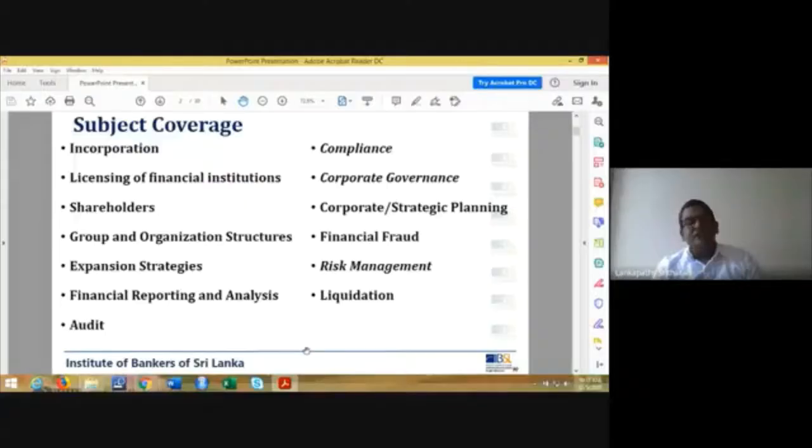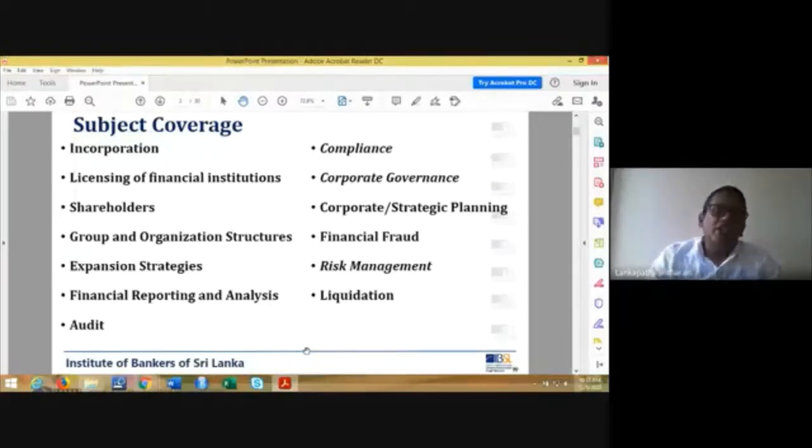Organization structure, expansion strategies, financial reporting and analysis, audit, compliance, corporate governance, corporate strategic planning, financial frauds, risk management, and liquidations. So these are the 13 topics we are going to cover in this series of classes, and of course that is enough to answer the questions in the exam paper.